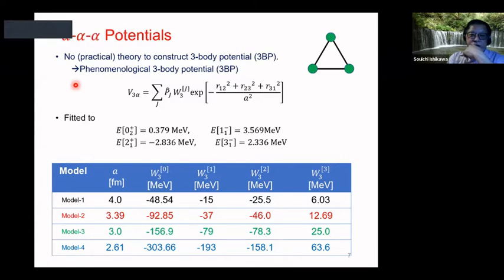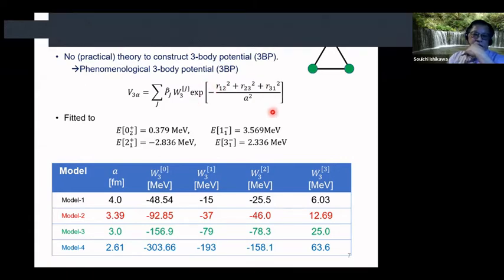I just assumed a Gaussian form with a range parameter A, and for each partial wave, each angular momentum state, I should input defined strength parameters for the potential. So I choose four values for the range parameter A, like this. And for each parameter, I determine the strength of the three-body potential in this way.